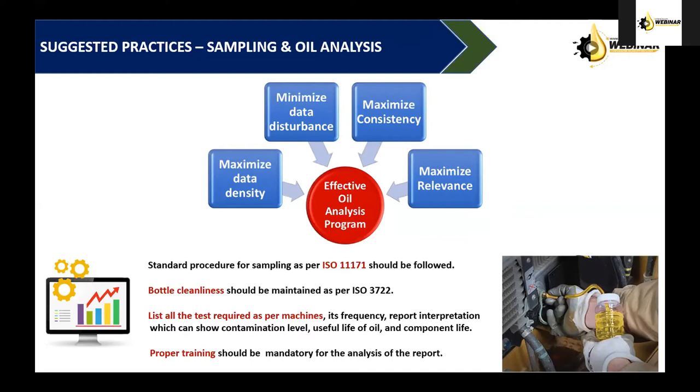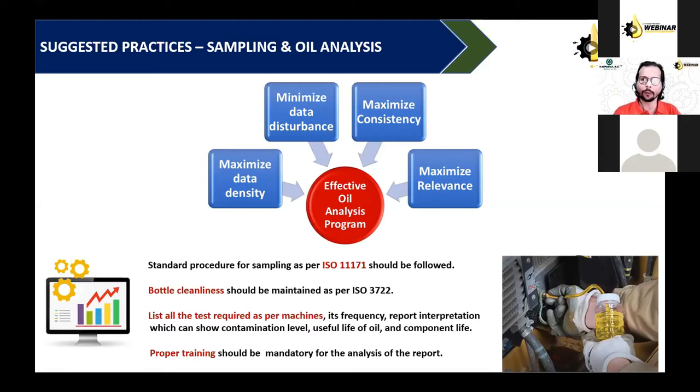Next point will be data disturbance. How to minimize, like we saw in the last slide, that air bubble or moisture can disturb the actual data outcome. So how to minimize them? We can use the bubble rupture method, vacuuming method. There are various methods to avoid data disturbance. Then consistency of our equipment. For the same sample, we can test three times, four times, just to check whether our equipment is able to give a consistent result or not.